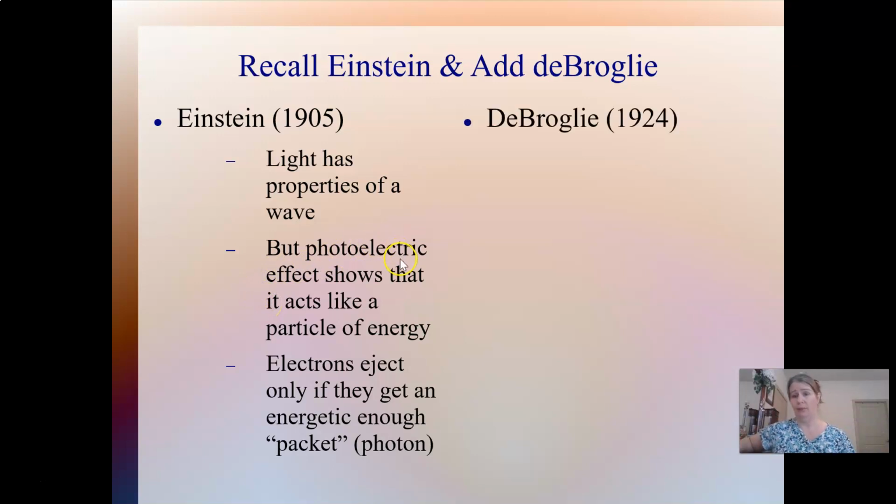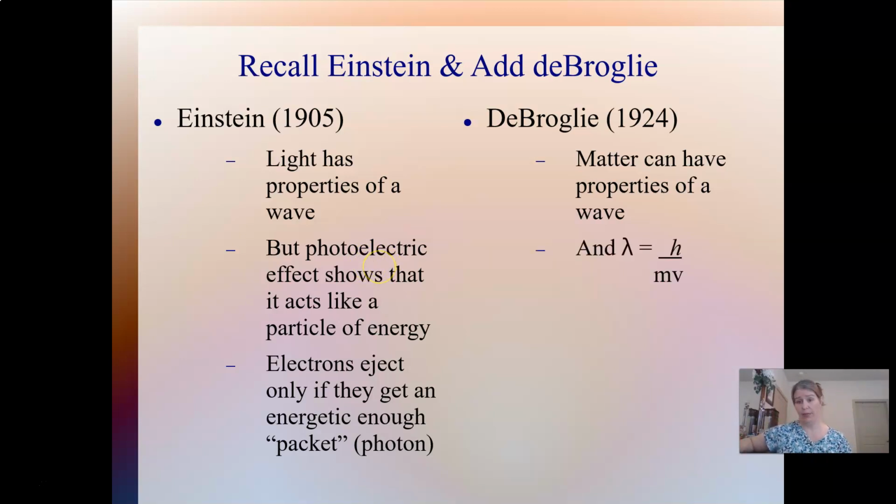De Broglie asks the converse question. If light can be a wave and a particle, can a particle also act like a wave? And in fact, they find that this is the case. Matter can have the properties of a wave. And you can in fact calculate the wavelength of this particle wave. It involves Planck's constant, which is very, very tiny, divided by very tiny mass times a very big velocity. So you get a tiny number divided by an even tinier number, which means you get a really tiny number.